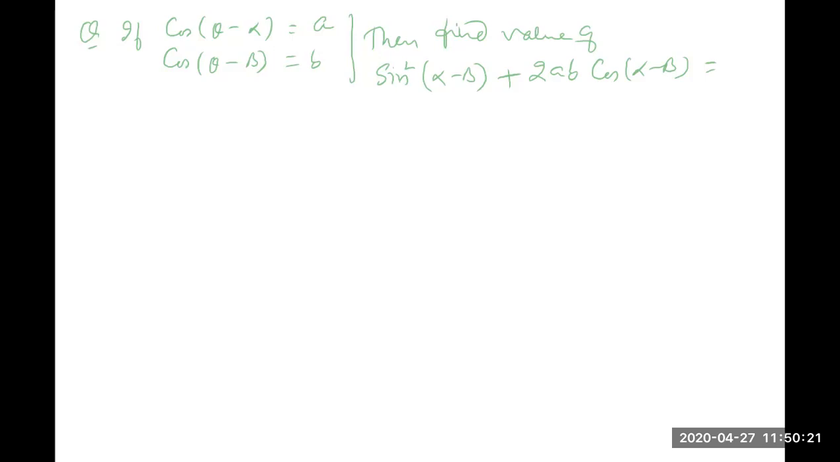Slight difference is there. In this, first of all, you have to find either cos(alpha minus beta) or sin(alpha minus beta). How can you find it? The important thing here is that I have alpha minus beta, so suppose you want to find sine or cos, anyone you can find.